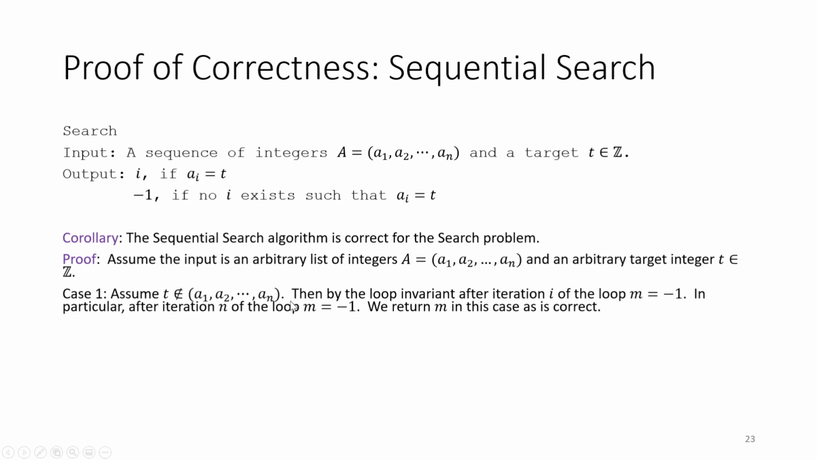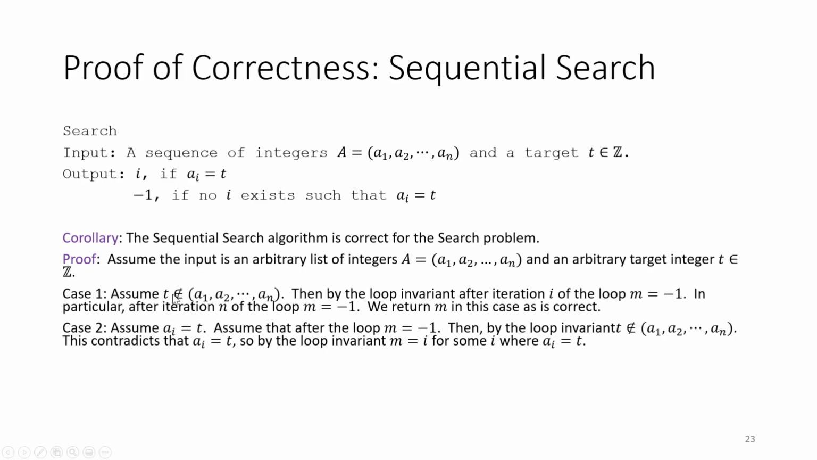Well, we've assumed here that t is not in the list, so we can't be in that second case. We'll never find it. So we know we must be in the first case where m is equal to minus 1. And that persists even after iteration n. Basically what we're saying here is the loop invariant is implying for us that if we don't have the target in the list, m will remain minus 1 throughout the entire loop. And thus, when we return m at the end, we are returning the correct answer, which is minus 1 in this case.